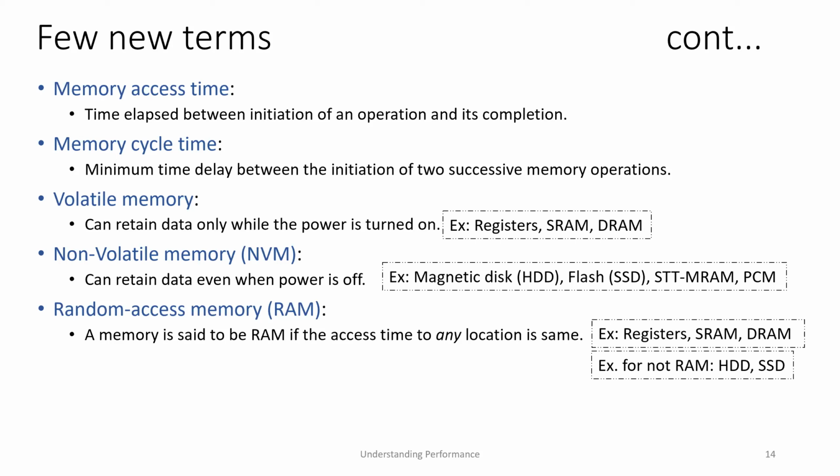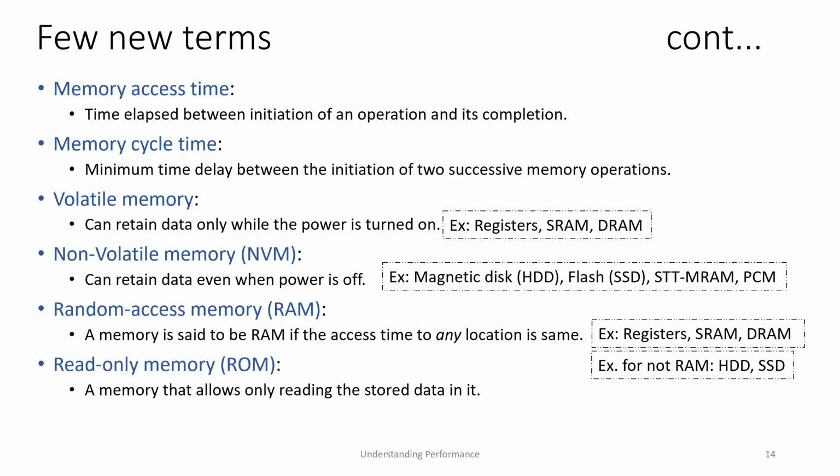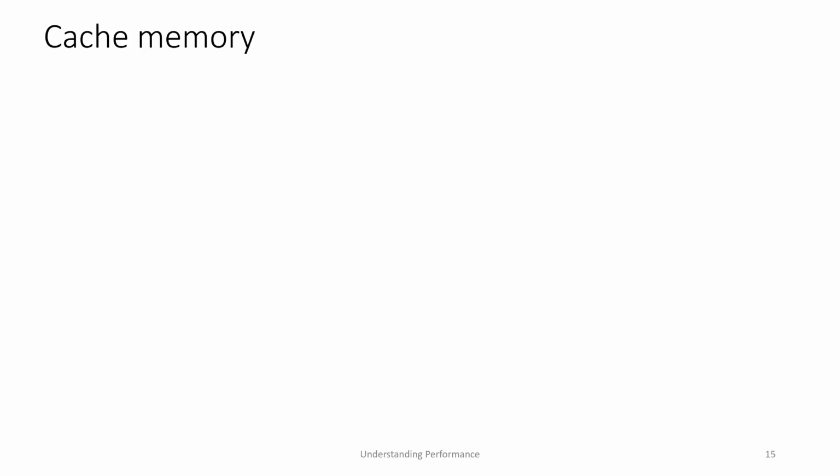That is the reason they are labeled as SRAM and DRAM. And our hard disk and SSD are typically not random access in nature. They do take a longer time based on the location of the data. Then read-only memory, I'll skip this in interest of time.